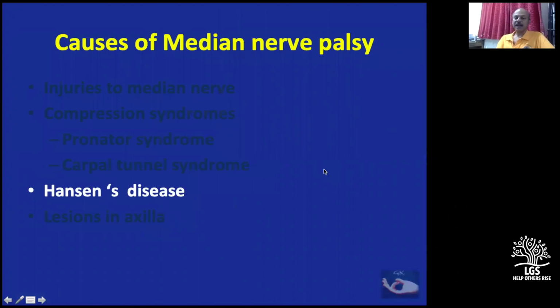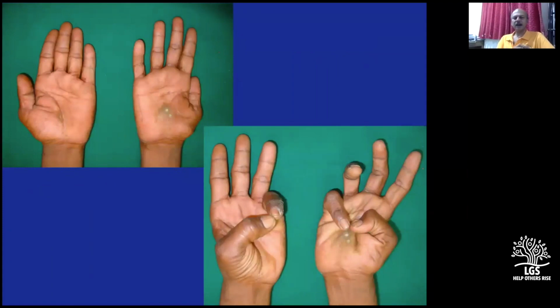Next, we have got Hansen's disease. In our country, Hansen's is still seen. We are still seeing patients with Hansen's. In a case of Hansen's disease, the involvement of the median nerve is usually a low median involvement, whereas the ulnar nerve is involved at the elbow, so it is a high ulnar and low median. You can see in this patient the typical simian thumb or ape thumb.